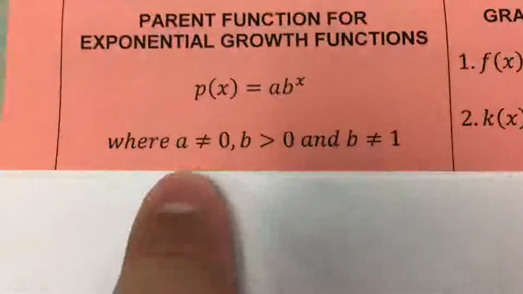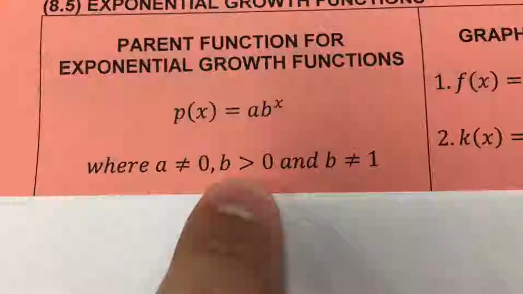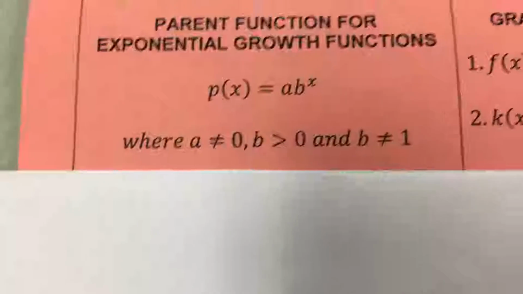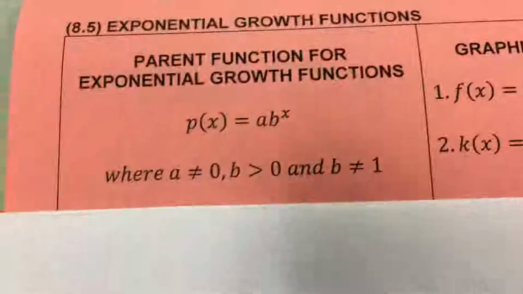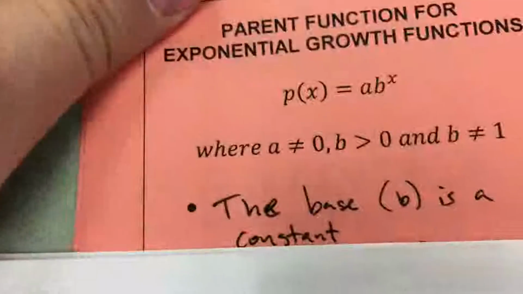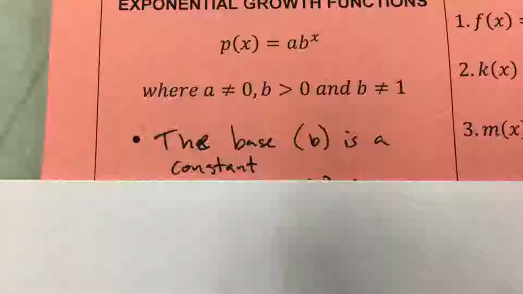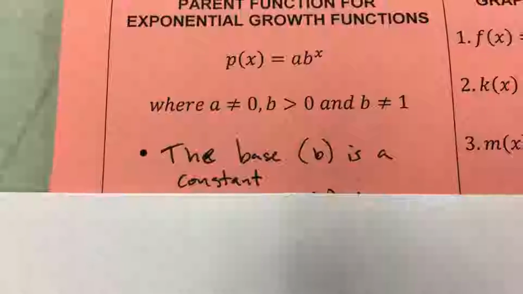There are a couple of rules. a can't be 0. b has to be greater than 0, and b cannot equal 1. These are the rules for exponential growth functions. There are a couple of other things we need to know. The base b is a constant, which means it's a regular number that doesn't change. So b is the base of the exponent, and it's a constant.